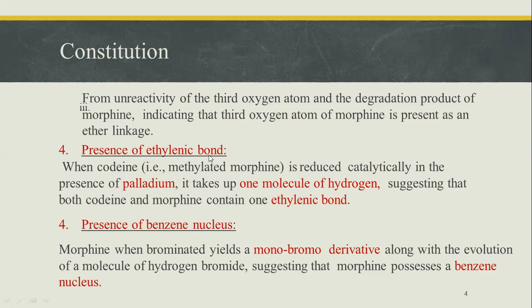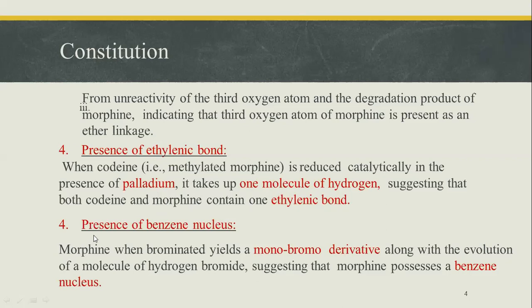Then we have to find out whether there is any unsaturation or whether there is any ethylenic bond. Codeine is nothing but a methylated morphine. The codeine is reduced catalytically in the presence of palladium. It takes up one molecule of hydrogen. That means it adds one molecule of hydrogen, which is possible only when there is a double bond. So as codeine adds one molecule of hydrogen, it confirms the presence of an ethylenic double bond in morphine. So morphine contains one ethylenic double bond.